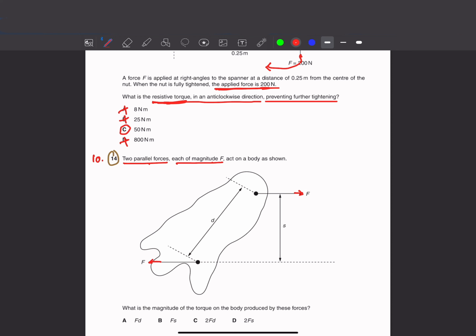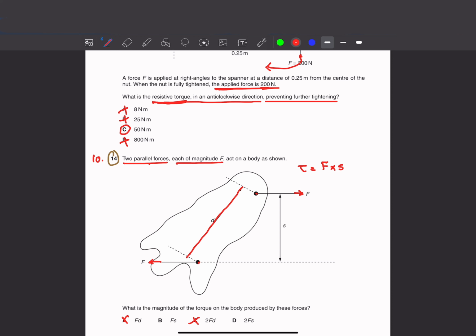So this is nothing but a couple. They are not acting at the same point as well. So basically this is nothing but a couple. And you know that when you talk about the torque of a couple, this will be one of the forces multiplied by the perpendicular distance between the forces. So this distance between the forces is not the perpendicular distance, of course. So you cannot say that this is FD. 2FD is absolutely wrong, because we have to consider only one force. So it should not be 2.